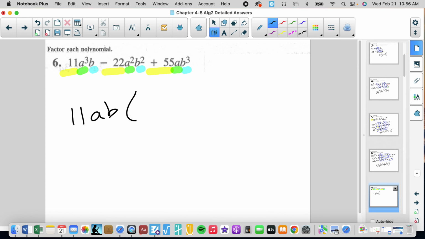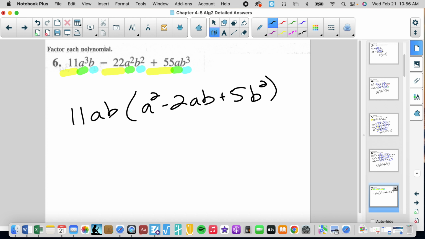So if I take 11ab, I'm left with a squared. If I take 11 from negative 22, that's negative 2. A from a squared is a, b from b squared is b. 11 goes into 55, 5 times. I only had an a, so I have no a's in this. B, I take 1 from, and I have b squared.